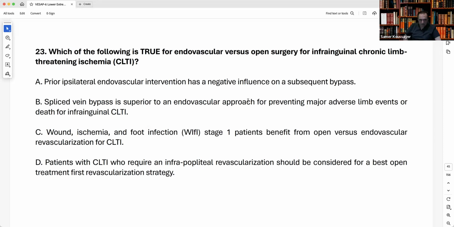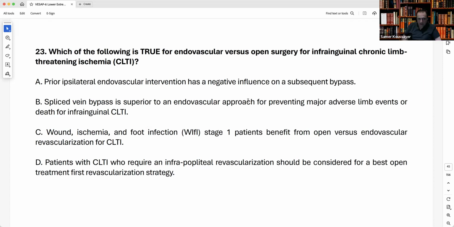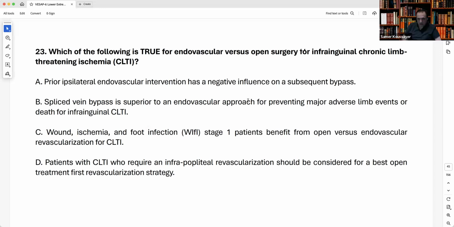Okay. C. Wound, ischemia and foot infection WIfI stage 1 patients benefit from open versus endovascular revascularization for CLTI. Why? No, it's not. A WIfI stage 1 wound is not ischemic. It's not ischemic, so it should not be opened. It's not like late ischemia. Most of it is a localized lesion. So I would say no.